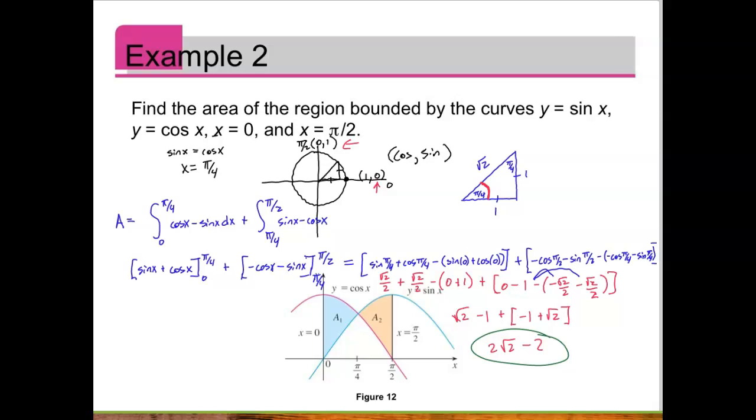All right, so a little trig practice there. I think we're going to have like 1, maybe 2 more examples. We're almost done.